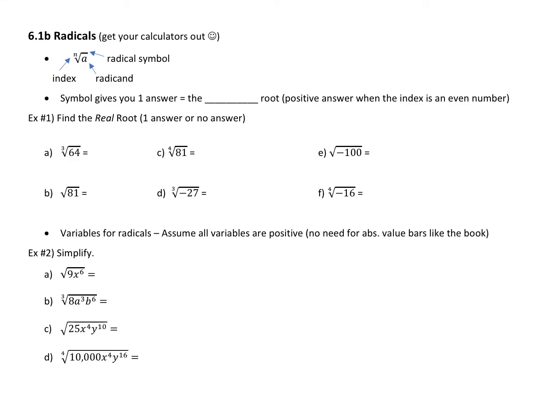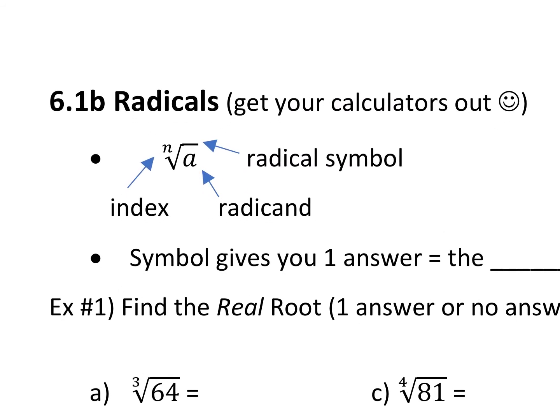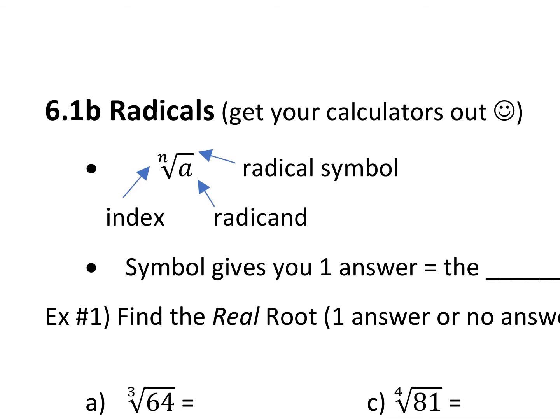When you are working with radicals, you need to understand all the different pieces that come into play with that, okay? So the first thing that we're going to look at is the breakdown of a radical. This number that you'll see right here, the n, we call that your index. The number that is under the symbol, the a, is your radicand. And then the symbol itself is called the radical symbol.